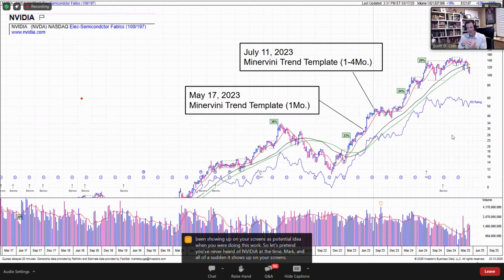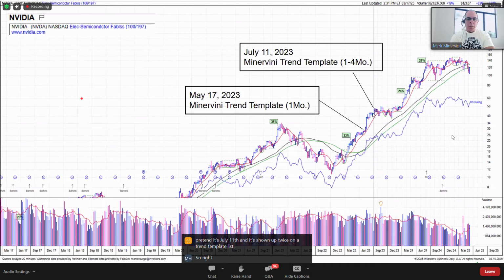Now, how would you handle something like this? Say, let's pretend it's July 11th and it's shown up twice on a trend template list. Right now it's in an uptrend, but it's not in a base. So I'm going to stay away from it. I'm going to wait for it to consolidate. And once it consolidates and completes what I call a volatility contraction, I'm going to buy it coming out of that right side, that tightest point in the right side.